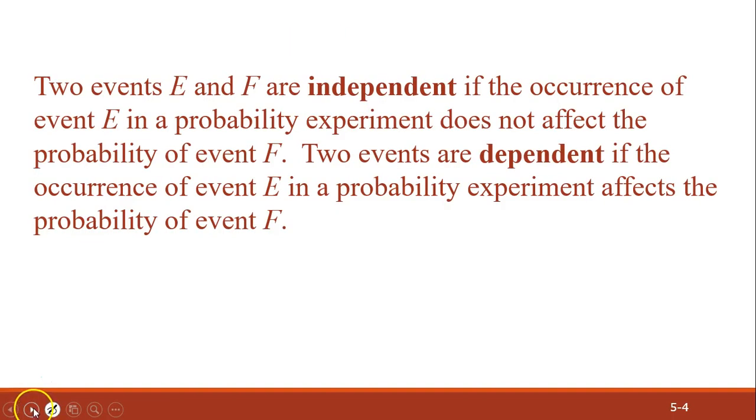Two events E and F are independent if the occurrence of event E in a probability experiment does not affect the probability of event F. And the definition of dependent is: two events are dependent if the occurrence of event E in the probability experiment affects the probability of event F.